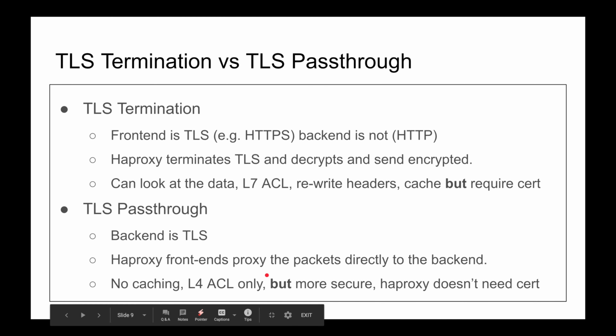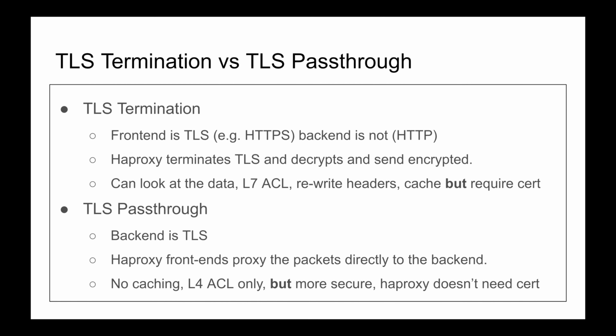L4, ACL only, so you can play with the IP. That's pretty much it. It's more secure because, well, I'm not looking at your data, right? HAProxy in this case also doesn't need a certification, which is beautiful. So if your backend server has HTTPS, we only need the backend certification. I don't need to put a certification on my HAProxy. But in our example, we're going to use the TLS termination.